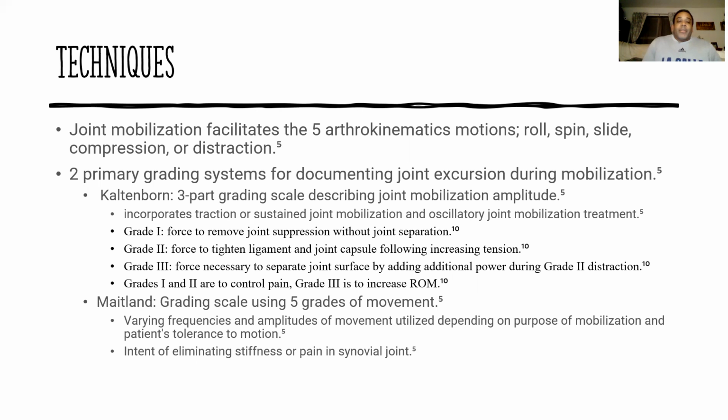So the Maitland is a five. It uses five grades of movement. They vary in frequency and amplitude. The varying frequencies and amplitudes of the movements utilized depend on the purpose of the mobilization and the patient's tolerance to motion. So to choose which one you're going to use depends on what you want to accomplish, whether it's range of motion, control pain, or removal of adhesions, and what the patient can tolerate. The intent is eliminating stiffness or pain in synovial joints. So that's the purpose of using these distractions or manipulations.